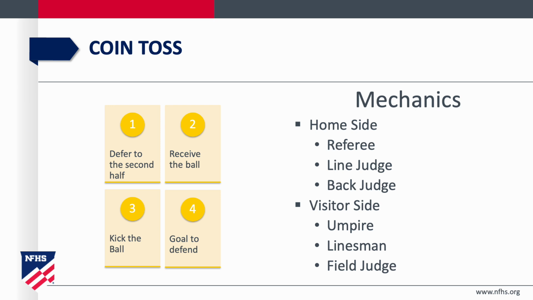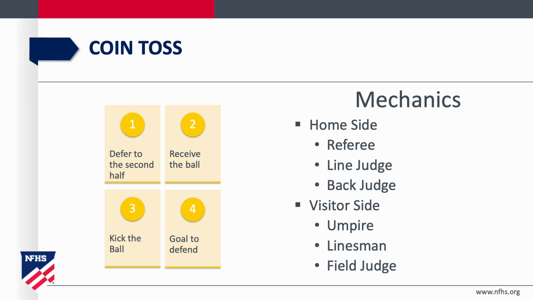When coming out for the coin toss, here's the way we should line up. The referee, line judge, and back judge should come out from the home side. The referee should be on the side away from the scoreboard so that he can see it during the coin toss. The speaking captain should also be next to him.